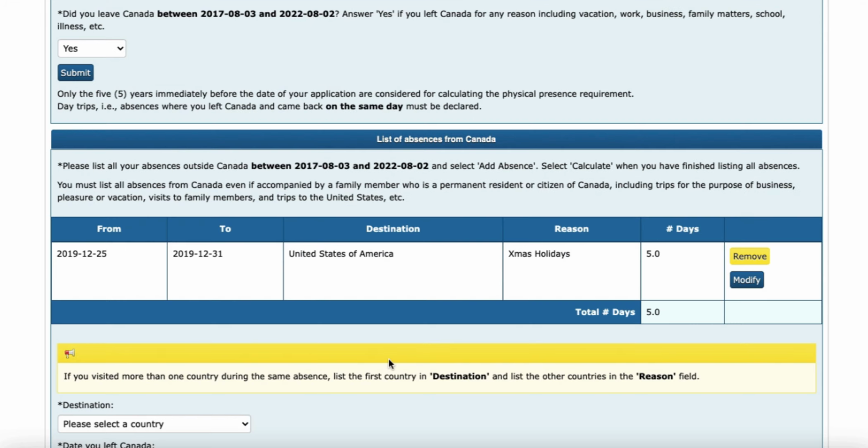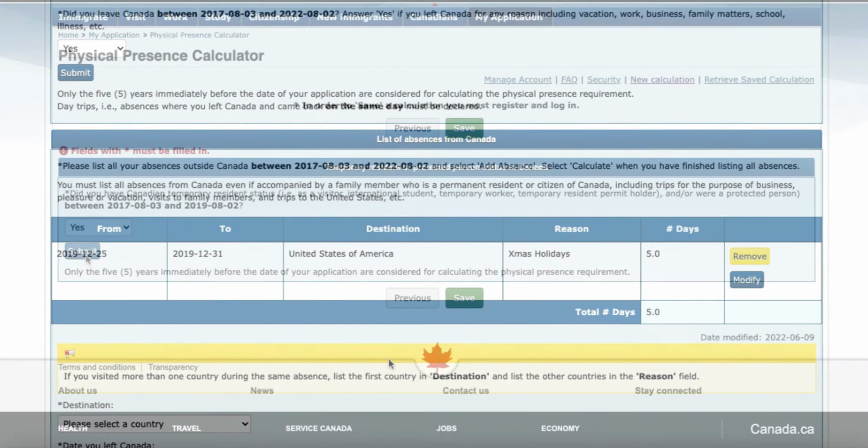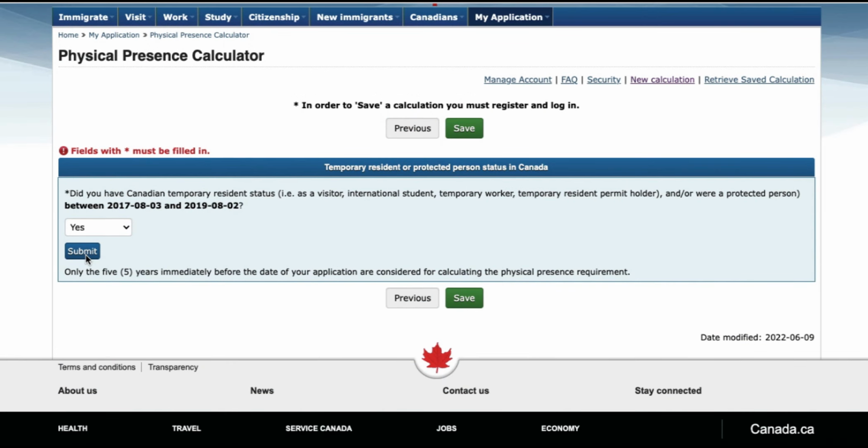The total number of days absent includes all absences from Canada within the 5-year period immediately preceding the date of your application. If you were not a permanent resident for your entire eligibility period, the 5 years preceding the date of your application, the physical presence calculator will automatically ask you if you were physically present in Canada as a temporary resident or protected person before becoming a permanent resident.